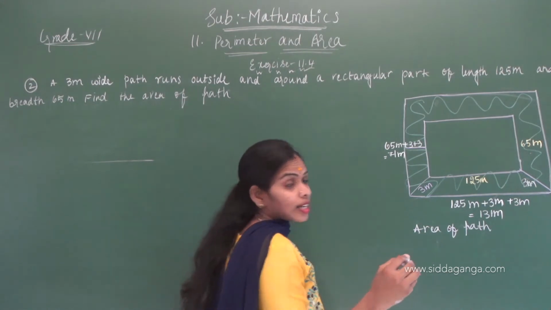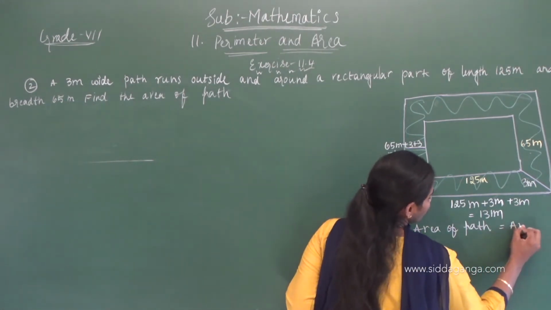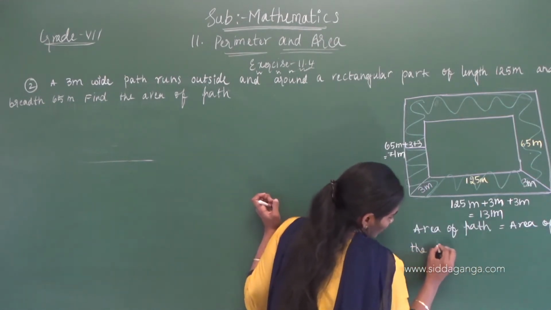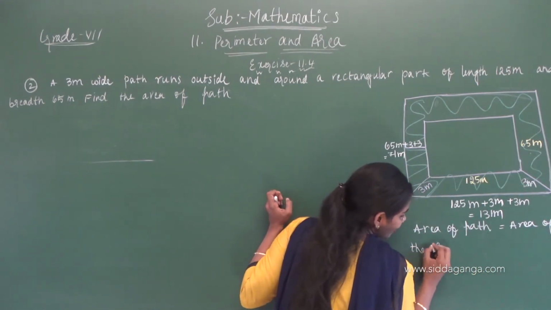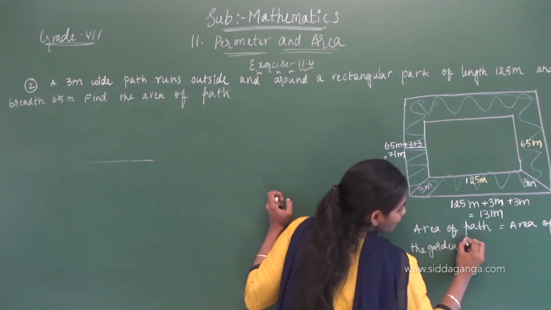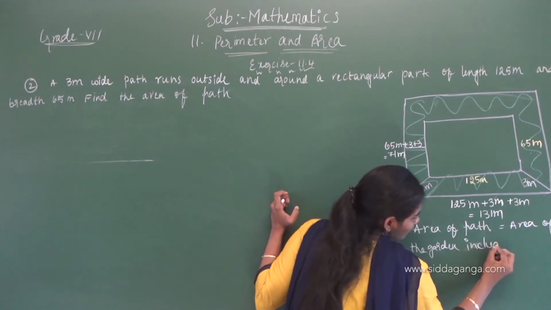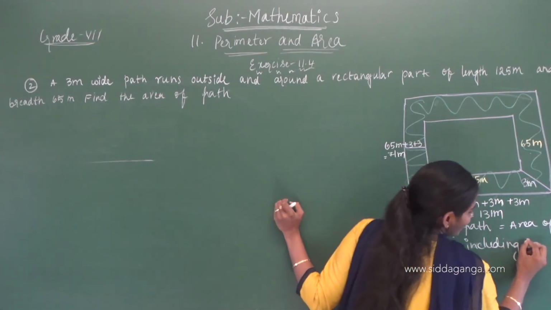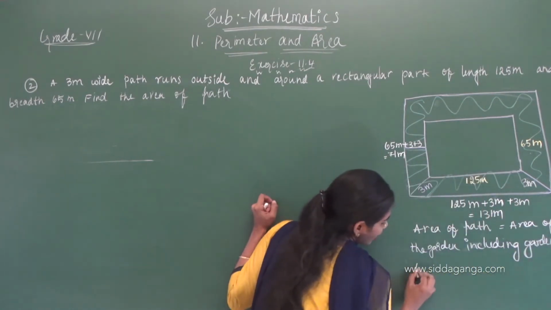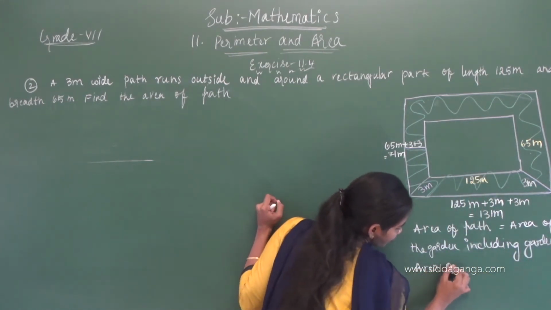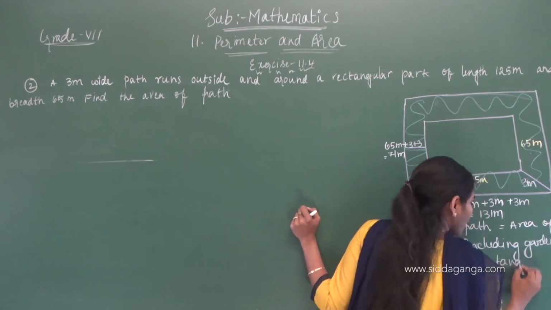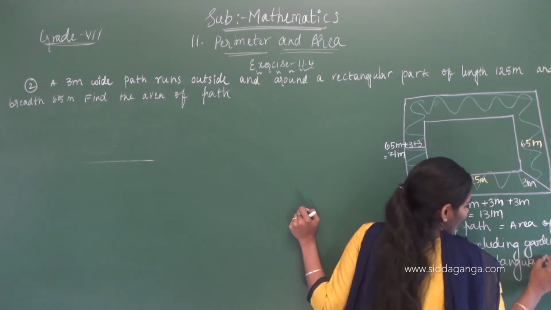Area of the path constructed equals area of the rectangular garden including the path, minus area of the rectangular park.